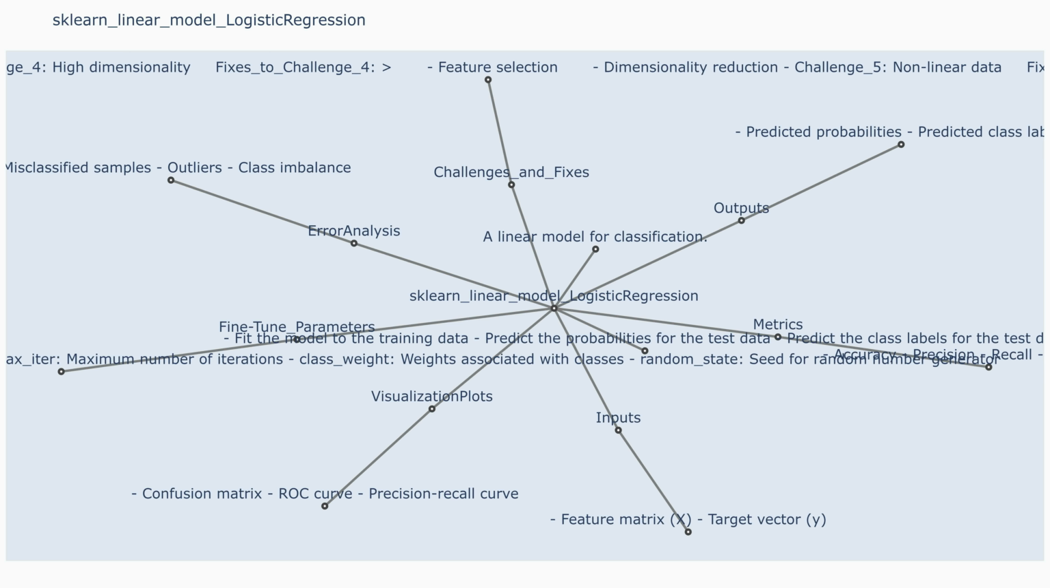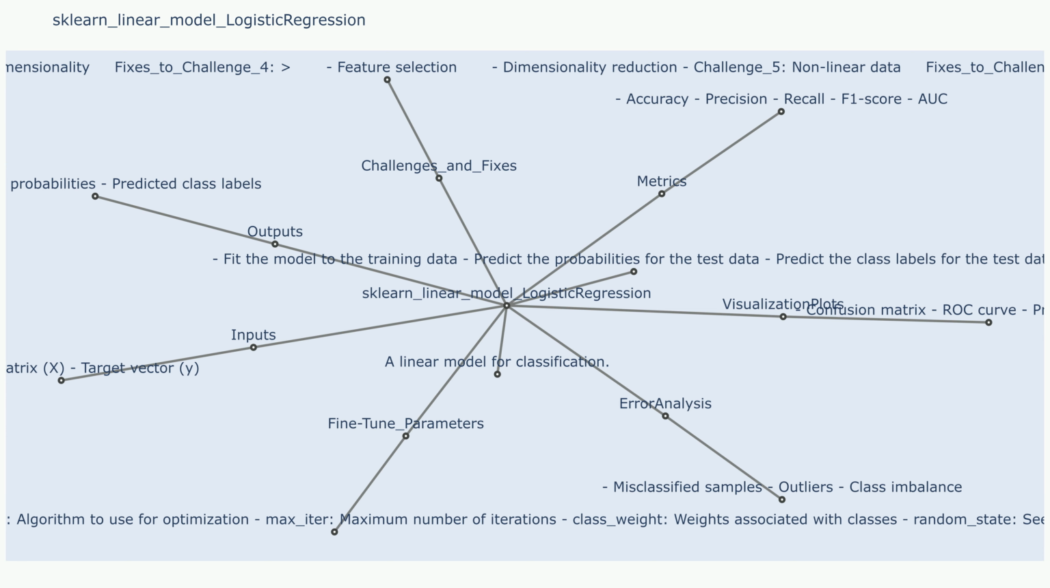sklearn, linear model, logistic regression. Description. A logistic regression model is a statistical method used for binary classification problems. It predicts the probability of an instance belonging to a specific class, 0 or 1, based on the input features. The model uses a sigmoid function to map the linear combination of features to a probability between 0 and 1.